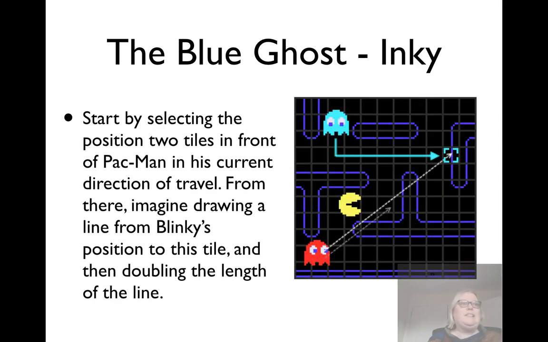You start by selecting the position 2 tiles in front of Pac-Man in its current direction of travel. From there, imagine drawing a line from Blinky's position to this tile, then doubling the length of that line. So what we're doing here is we're using both the red ghost, Blinky's position, and Pac-Man's position. The idea is really it should feel as if Blinky is coming in behind. So the red ghost is always chasing him and the blue ghost is coming from the opposite side.